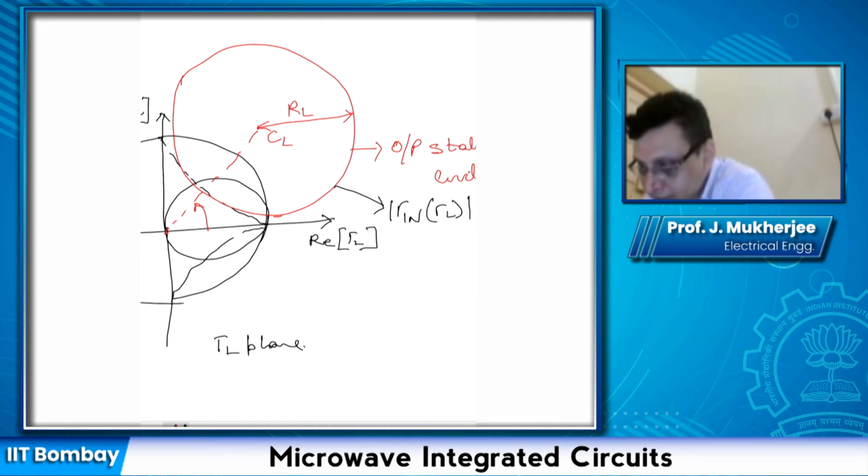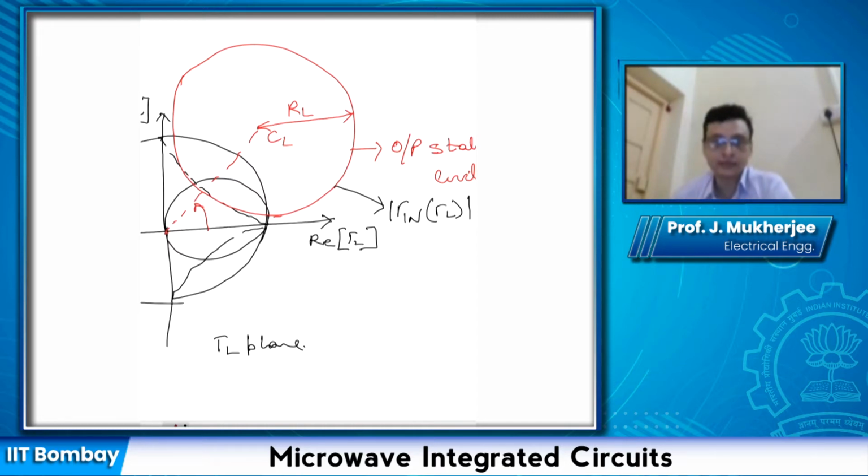We don't know. But if the gamma L values inside the circle are stable, then the gamma L values outside the circle are unstable, and vice versa. So either the inside of this circle is the stable region or unstable. It cannot be both. That's why we say this red circle is the boundary between stability and instability.